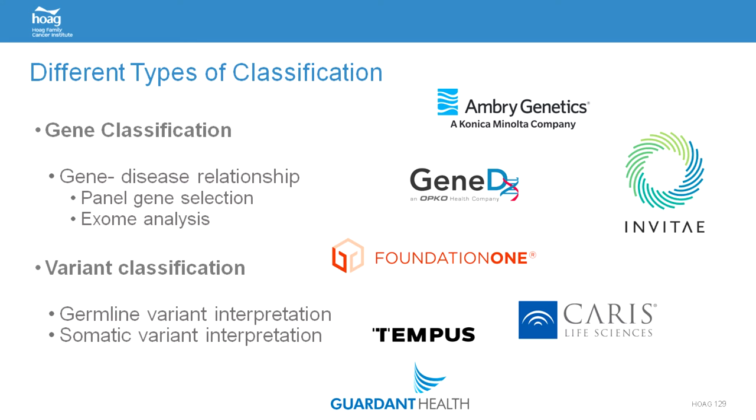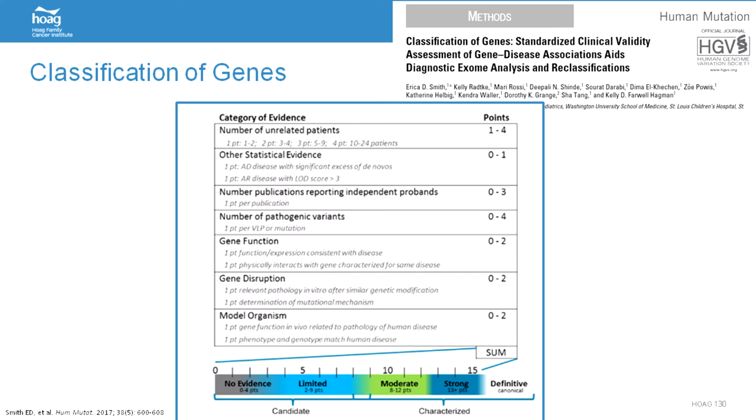Whereas variant classification is specific to a gene. That gene already is associated with the disease, and we just want to know if that specific variant caused the disease. That could be germline or somatic, and different laboratories have their own classification.